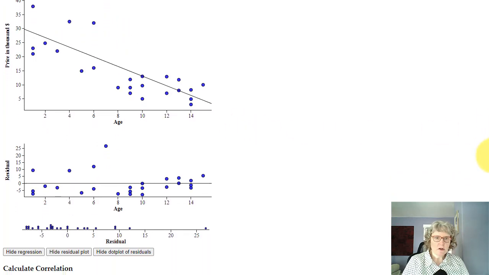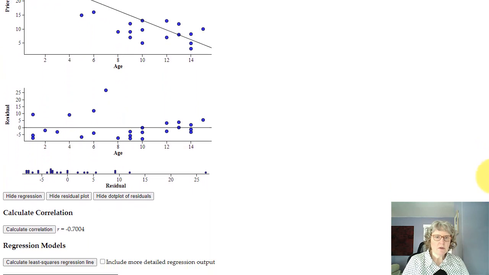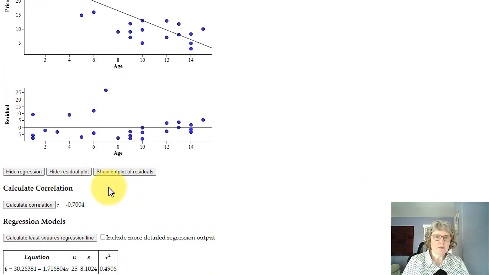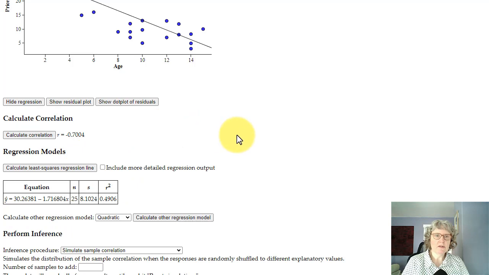Oh, by the way, you can also hide the dot plot and the residual plot if you don't want to see those, since we're not focusing very much on those in this class. So you can hide those if you want. Okay, here's our correlation. It is negative, which we expect because the line is going down. And then our correlation is moderate, like 0.7004. Okay, so I'm going to write that down before I go back to the notes page.